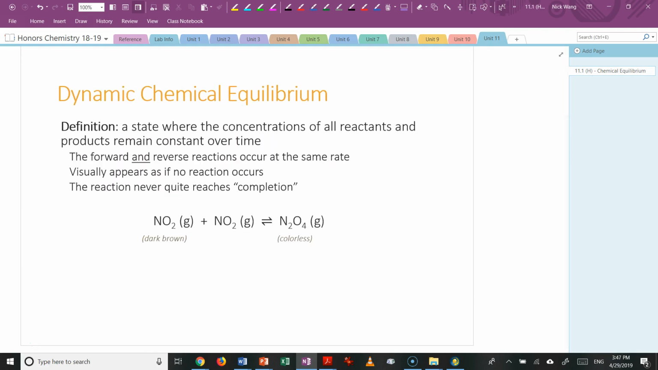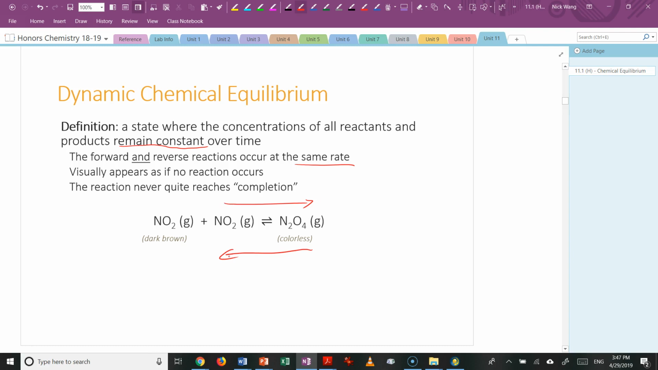So what's going on? This is an illustration of dynamic chemical equilibrium, where we have a state where the concentrations of all reactants and all products remain constant over time. This means that there is a forward reaction going this way and a reverse reaction going that way that are occurring at the same rate. So let's be clear about this. First of all, we're not saying that these are in the same amounts, right? We're not saying that they're equal amounts. That's not what equilibrium means. It's occurring at the same rate. So there is a forward reaction that's going at a certain rate.